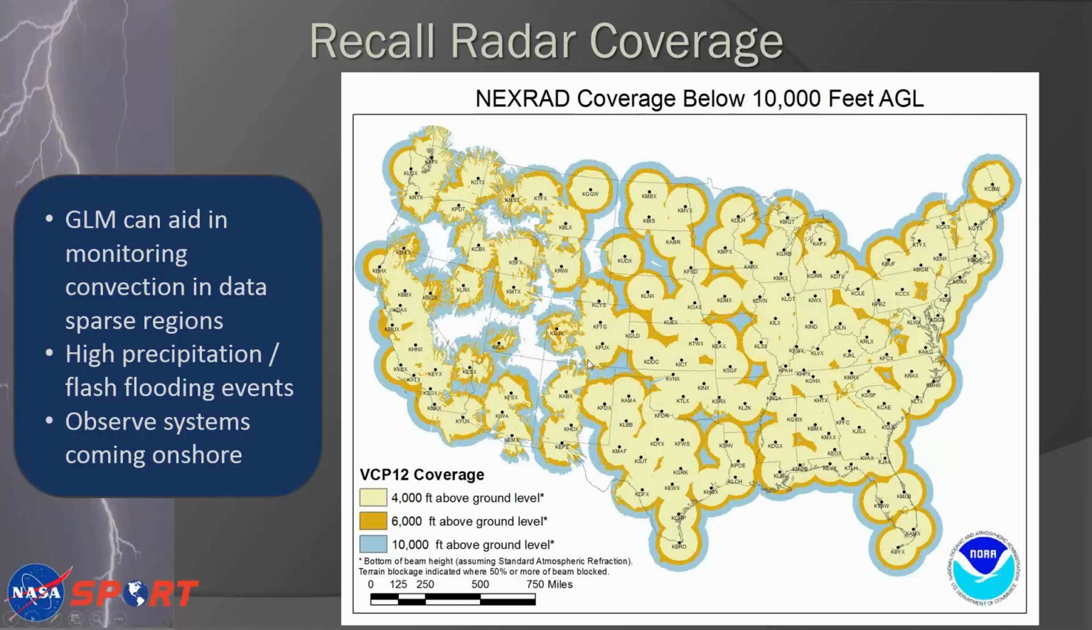And in some ways, particularly out west, you can use this as a way to identify, hey, am I seeing any convection? Because do I see lightning? And that can tell me if I'm having precipitation, that might be a flooding event. Also, we can observe systems coming onshore.